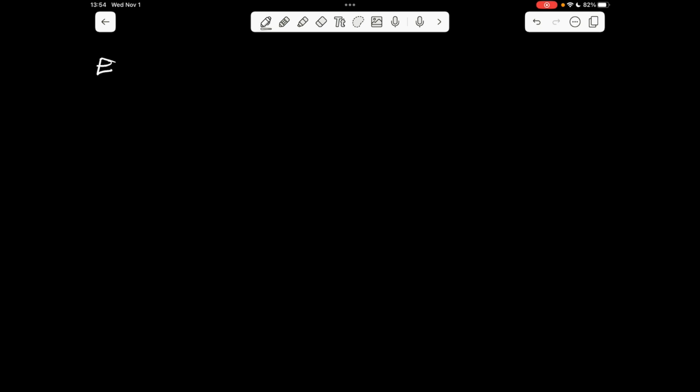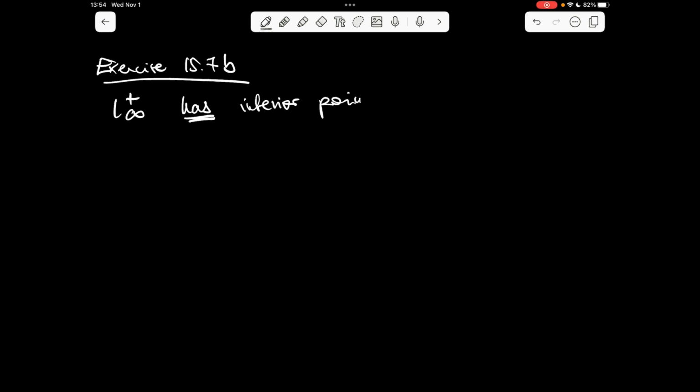In exercise 15.7b, we need to show that the positive orthant of the space L infinity has interior points. This is what we are supposed to demonstrate.